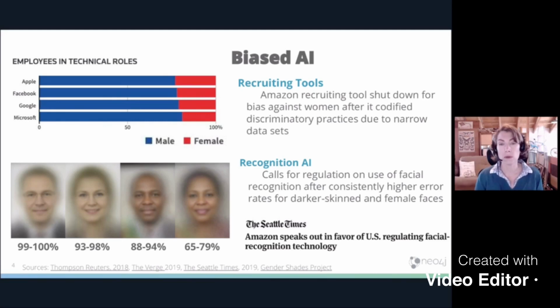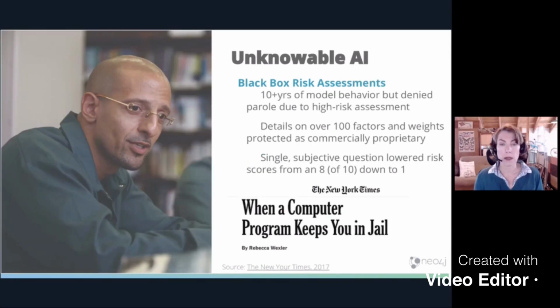And that's one of the reasons why last year Amazon actually spoke out in favor of having U.S. regulation of some sort on facial recognition technology. So two examples of trying to do the right thing, but because the data itself was skewed, your AI becomes biased. Another area that isn't as prominently known, but this is the idea of unknowable software, unknowable AI.